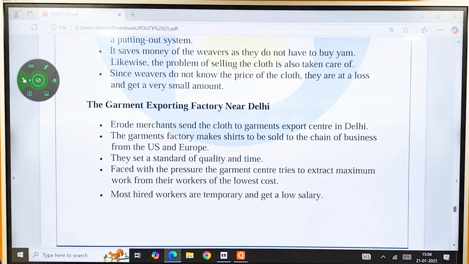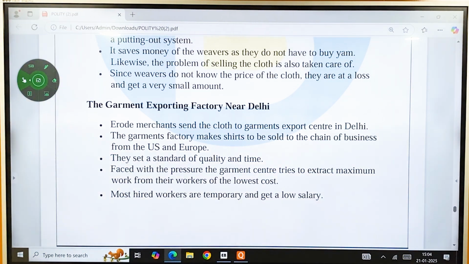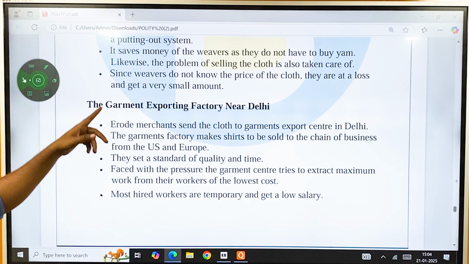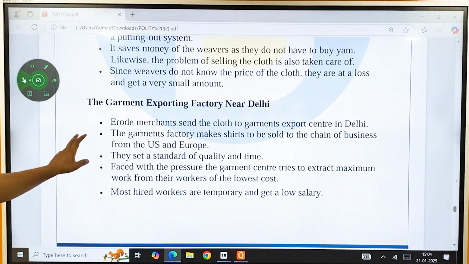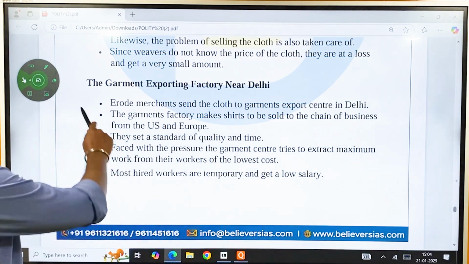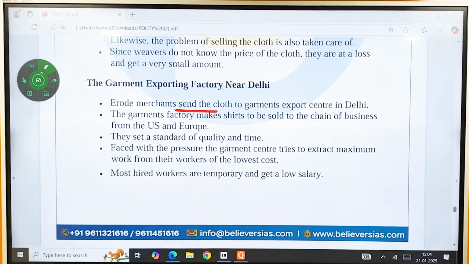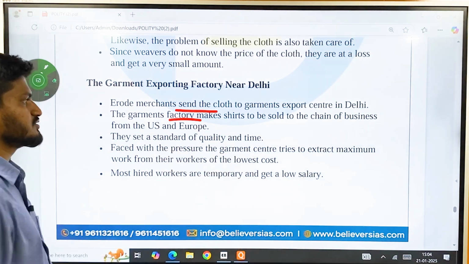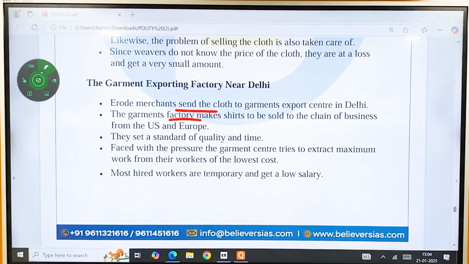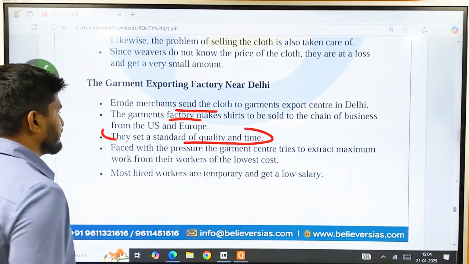Then the garment exporting factory near Delhi. Okay, we saw how the farmer is exploited by the trader. We saw how the weaver is exploited by the merchant. Now, the garment exporting factory near Delhi. These Erode merchants send the cloth to the garment export center in Delhi. The garment factory makes shirts to be sold to the chain of businesses from USA and Europe. They set up a standard of quality and time.